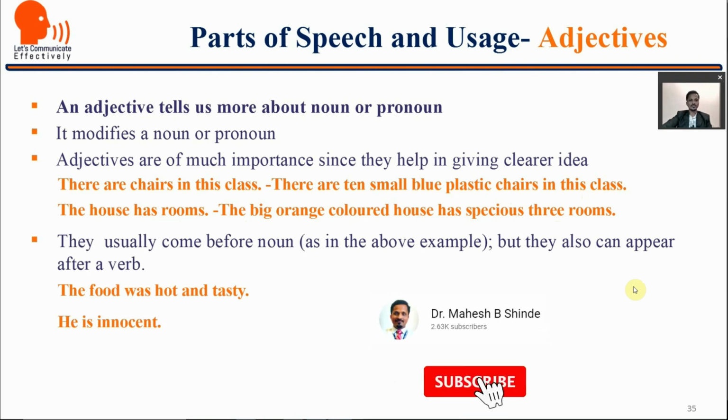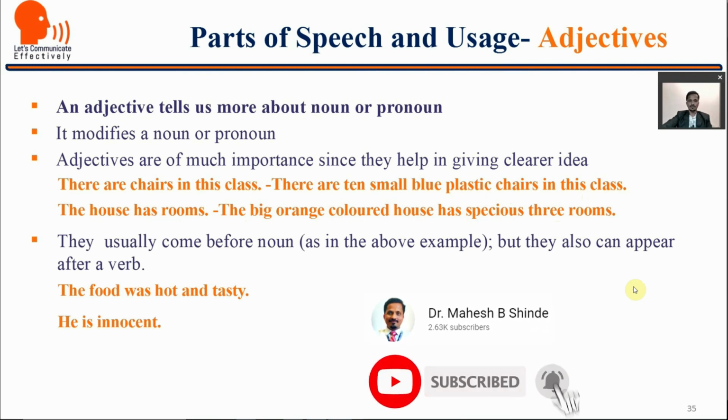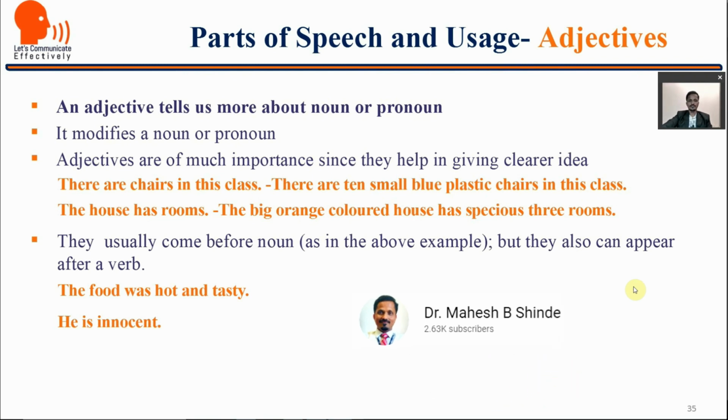The adjectives usually come before noun as in the above example, but they also can appear after a verb. For example, the food was hot and tasty. He is innocent. Now here the adjectives hot and tasty tell more about food, but they are coming after the verb. And here the adjective innocent is used for him and it is used after the verb.